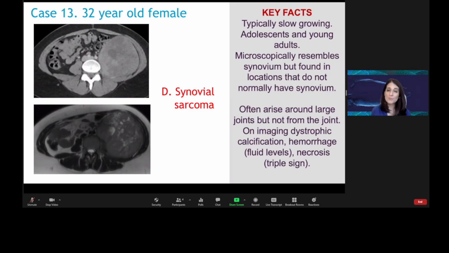And the slow growth sometimes means that they mimic benign etiologies, but really in younger patients, sometimes even very small nodules, we have to take them very seriously and undertake biopsy to ensure that we're not missing a diagnosis of some of these slower growing sarcoma subtypes.